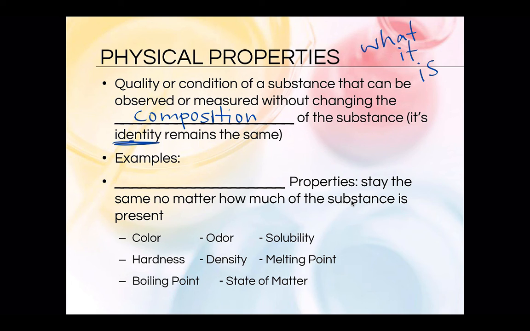Some examples of this include two different categories. One category is called an intrinsic property. Intrinsic properties are going to stay the same no matter how much of the substance is present, like the color of something, odor, its solubility, hardness, density. Melting point is often used to identify that you actually have the thing that you think you have.